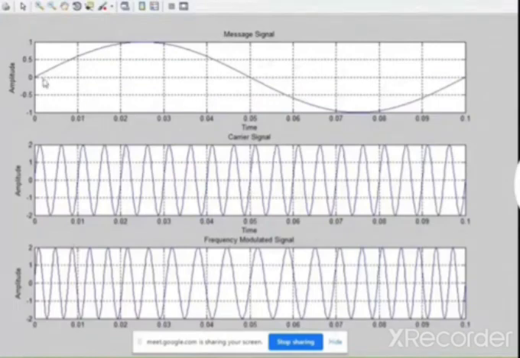So this is the graph which we have received. The first graph is the modulating signal between amplitude and time period. The next graph is the carrier signal between amplitude and time, and the third graph is the frequency modulated signal which we have received. I hope you have understood the practical. Thank you.